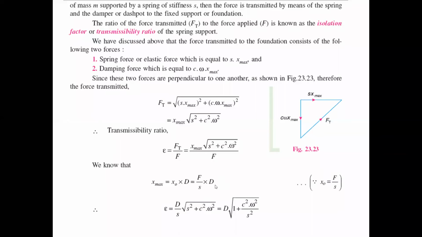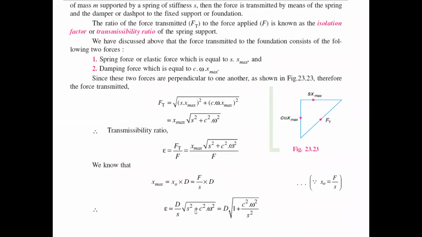So f by s into d. It may also be written as f by s into d. So now E equals d by s into square root of s square plus c square omega square. So in this, d into s, s is taken into the square root.